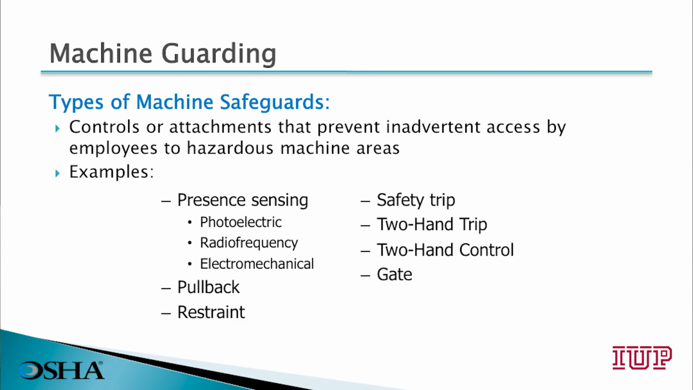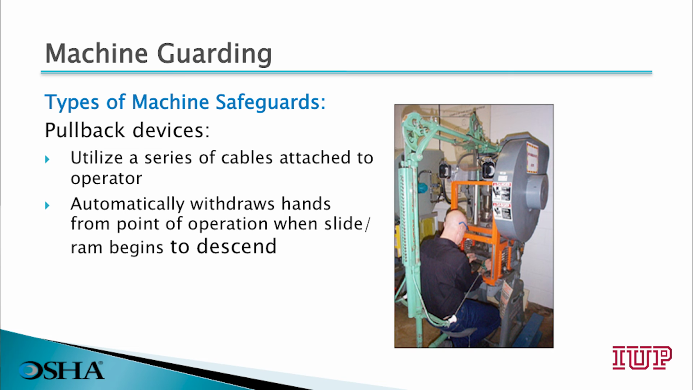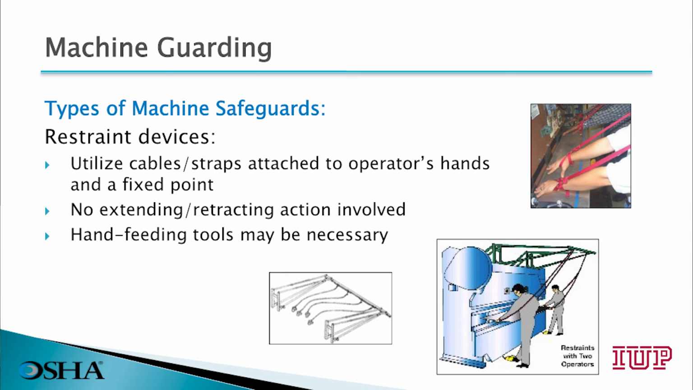The types of machine safeguards include controls or attachments that prevent inadvertent access by employees to the hazardous areas of the machine. Presence sensing devices include photoelectric, radio frequency, or electromechanical. Pullback devices may utilize a series of cables attached to the operator and automatically withdraw the operator's hands from the point of operation when the ram or the slide begins to descend. Restraint devices utilize cables and straps attached directly to the operator's hands and to a fixed point located behind the operator. There's no extending or retracting action involved with the machine, and hand feeding tools may be necessary.